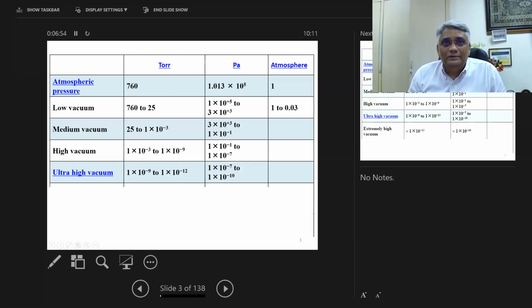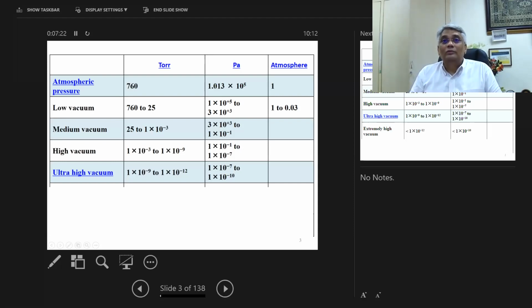So we can take it as there is an intermediate step between 10 raised to -3 and -6, the transition vacuum level, and then high vacuum is 10 raised to -6 to 10 raised to -9. And above that, 10 raised to -9, you have ultra high vacuum, 10 raised to -9 to 10 raised to -12. This is where the real challenge comes.